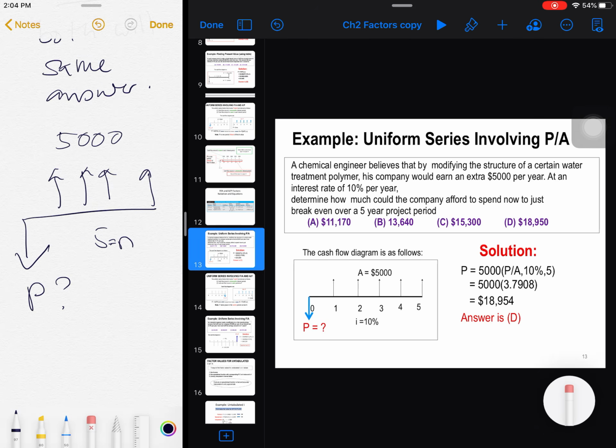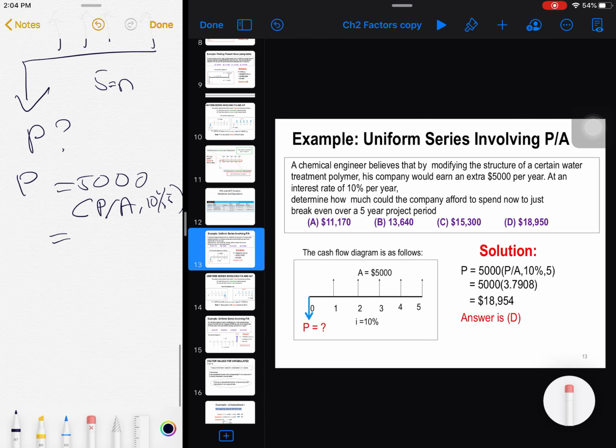So P equals 5,000 times P over A, 10%, n equals 5, which equals 5,000 times the factor 3.7908. Okay, at this stage, I know you'll be having a lot of questions.